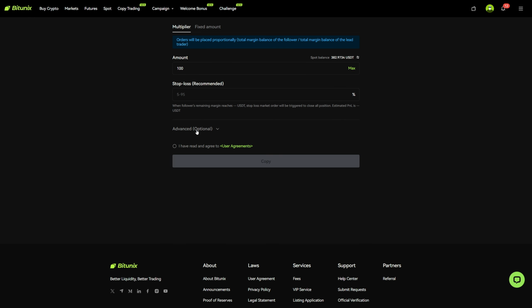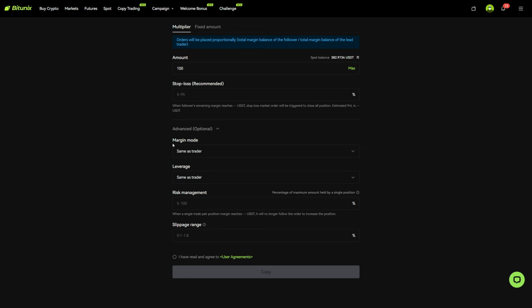Then you have an advanced options section right here. And now we can select the margin mode, for example, cross and isolated. I also use same as the trader because, again, I really want to copy the whole strategy. Isolated is usually a bit more safe because only one individual position can be liquidated. However, you can't offset losses with wins.